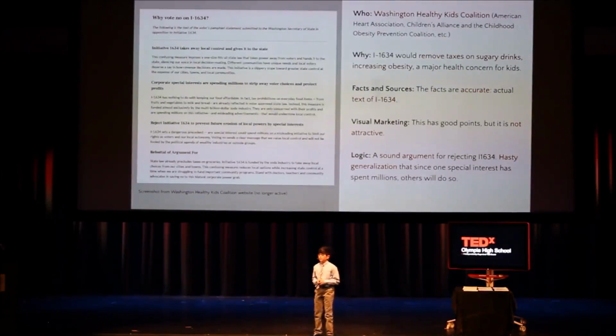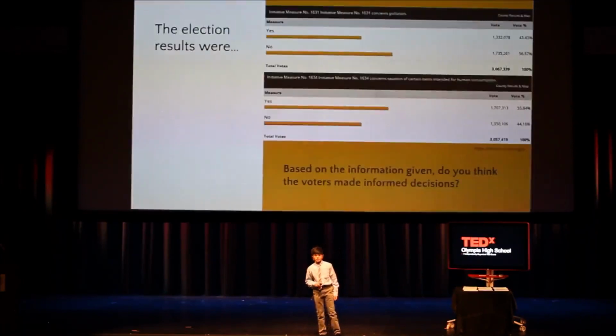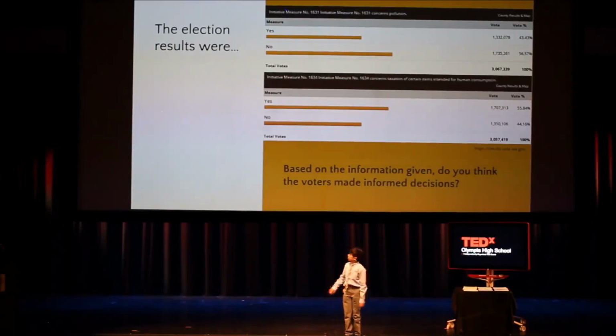What about their logic? It's a hasty generalization. Just because one special interest spends millions to mislead, will others do so too? Otherwise, they have a consistent argument against 1634. The election results were announced. 1631 didn't pass by a margin of around 13%, while 1634 passed by a margin of around 11.5%.